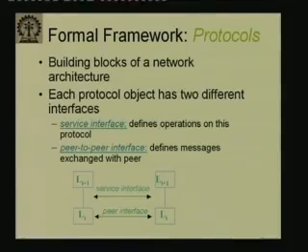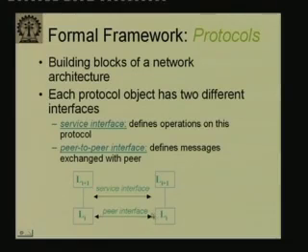Each protocol object has two different interfaces. One is the service interface that defines operations on this protocol, and the other is the peer-to-peer interface which defines messages exchanged with a peer. So, a protocol is between peers. In this diagram, there are these two boxes, two LIs, they are the different peers, and they communicate with each other through this peer interface, that is the protocol.